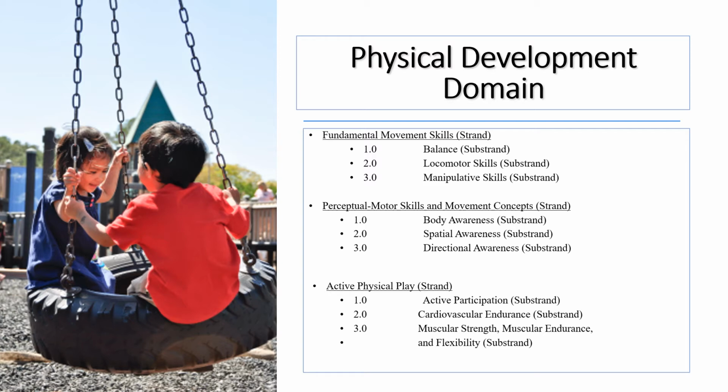And then active physical play, that strand has actually three substrands, although here it kind of looks like four, but there's really three. Active participation, cardiovascular endurance, which means getting your heart rate up, and then muscular strength, muscular endurance, and flexibility is the last one. So on this slide, we have the domain, we have the strands, and we have the substrands.